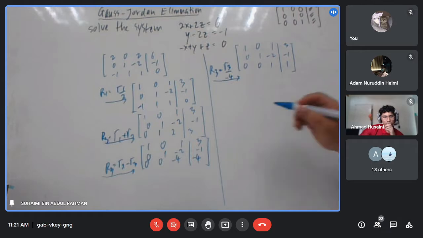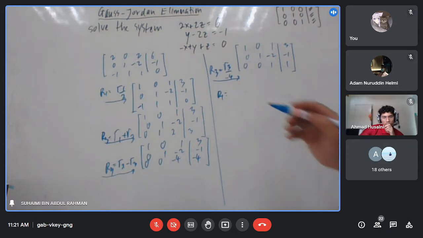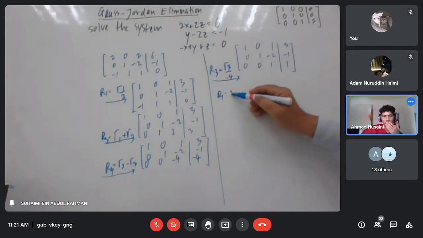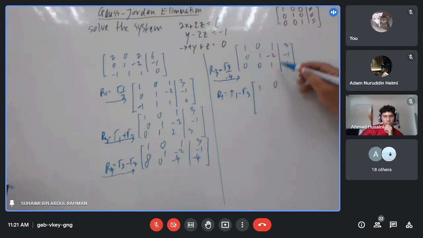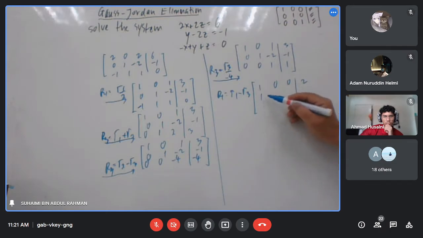So definitely we have to change row number 1. Row 1 minus row 3. Okay: 1 minus 0, 0 minus 0, 1 minus 1, 3 minus 1, so 1, 0, 0, 2. Then 0, 1, minus 2, minus 1, and 0, 0, 1, 1.